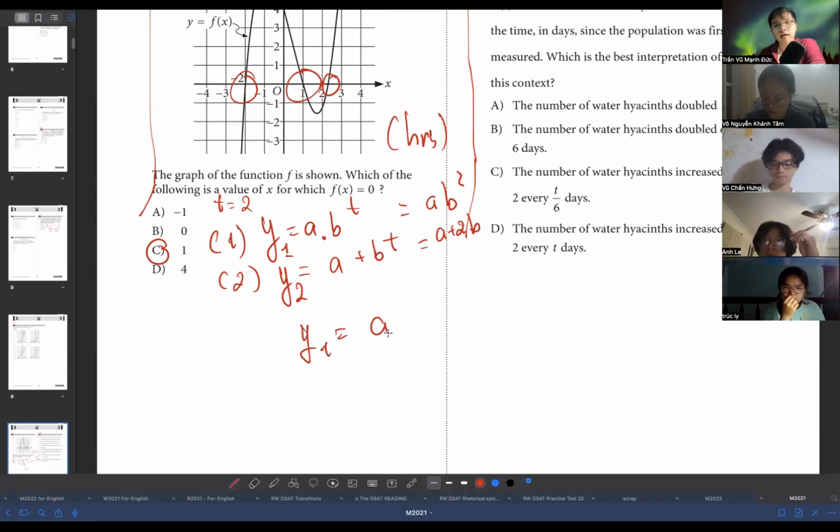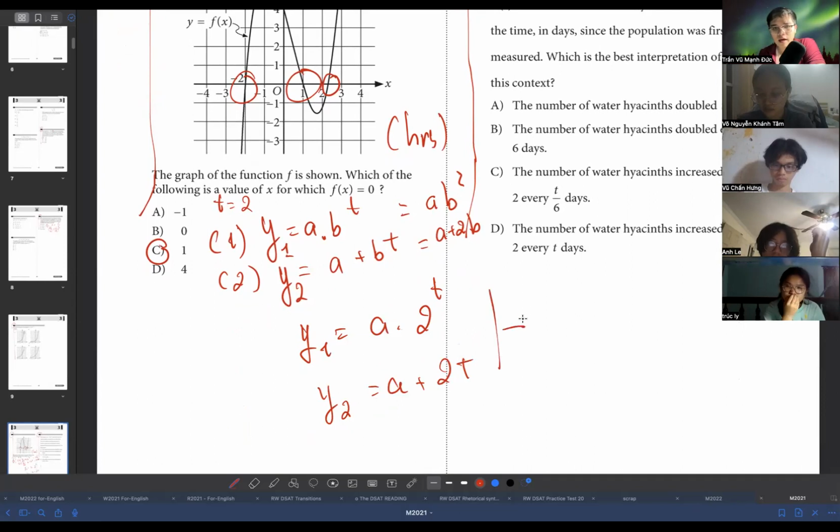Y1 equals a times b to the t, y2 equals a plus b times t. How much do you reckon y1 will increase after 2 hours? After 1 hour?